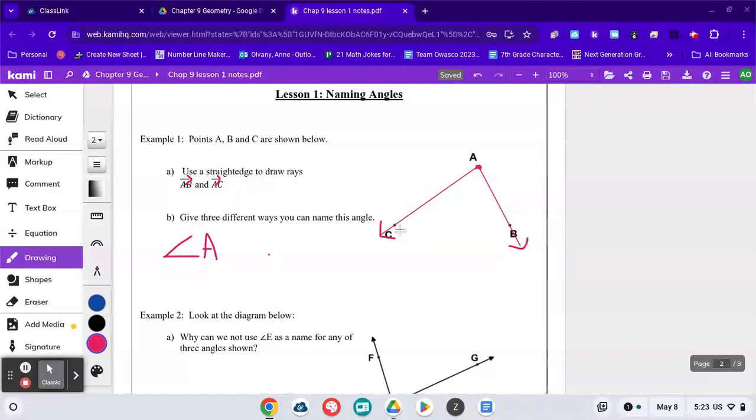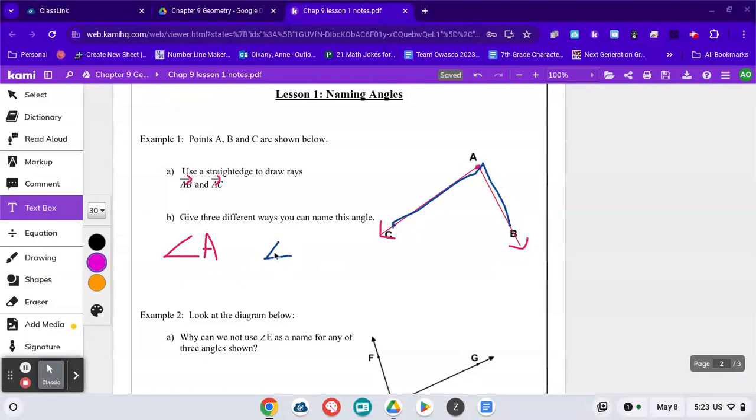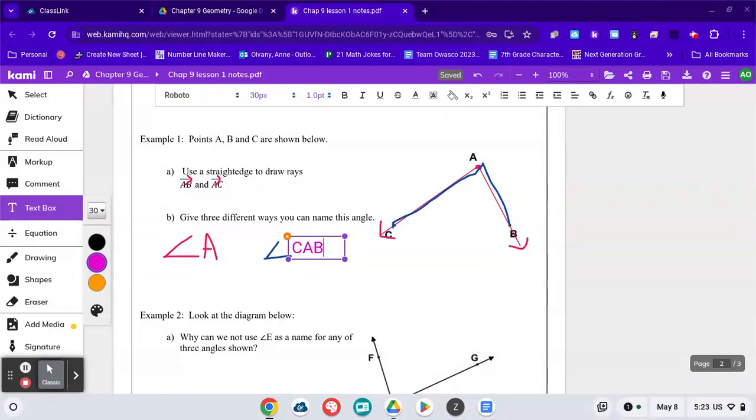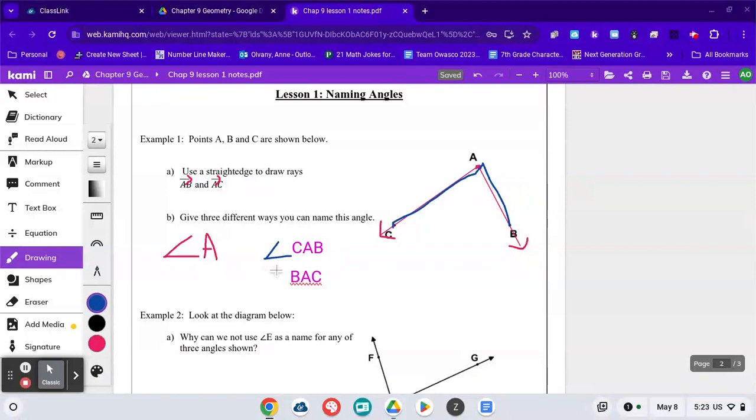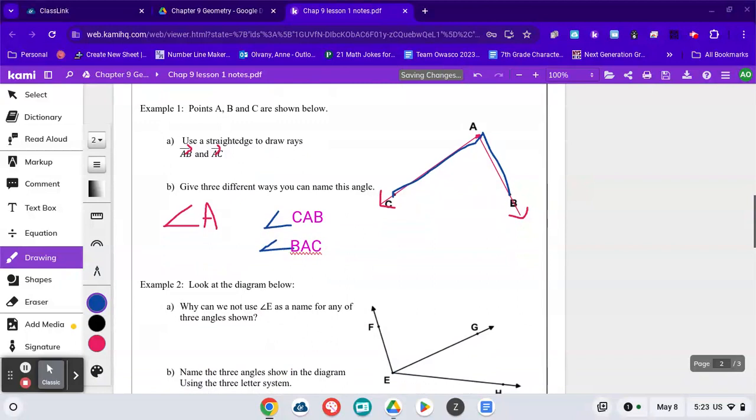We also use 3 letters to name an angle. Wherever you start, you can't pick up your pencil. So I'm going to start at C and follow to A, B. So I'm going to call this angle CAB, and I can go back the other way, angle BAC. But I can't start at A because then I would have to pick up my pencil to get to the other point. So you can't do that. All right. So there's 3 different ways to name that angle.